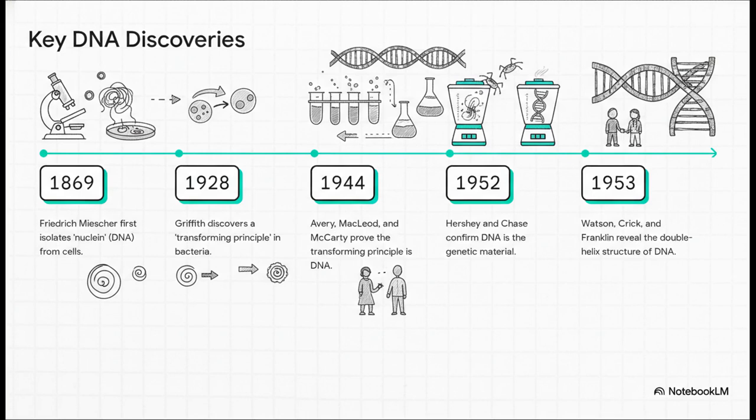Then, a huge clue. Experiments showed some kind of transforming principle could pass traits between bacteria. It wasn't until 1944 that a team of scientists proved that principle was, in fact, DNA. And the final nail in the coffin was the famous blender experiment in 1952, which totally sealed the deal. DNA was the stuff of life.